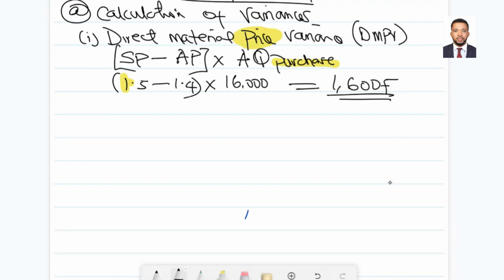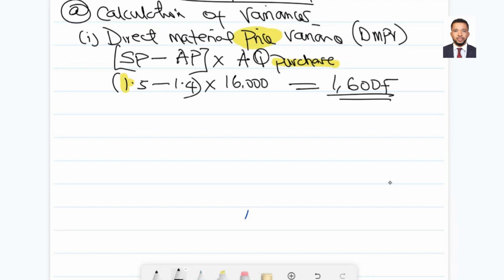Now, if you look at this, I'm not saying it's favorable because this is positive. It's because I'm looking at price variance. I budgeted to spend 1.5 and I spent 1.4. So it's favorable for me.